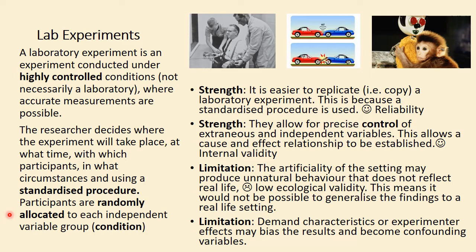So when you do an experiment, generally speaking, you will have two conditions of the independent variable, such as noise or no noise, or a distraction or no distraction, something like that. And you would randomly allocate who gets into which condition. Classic examples of lab experiments we've looked at, things like Milgram's study on obedience, or Loftus and Palmer's study into eyewitness testimony, or Harlow's experiments on monkeys.